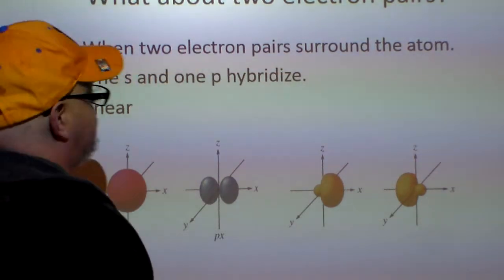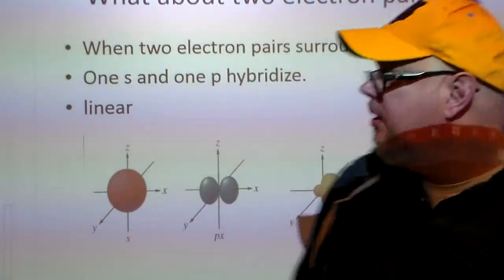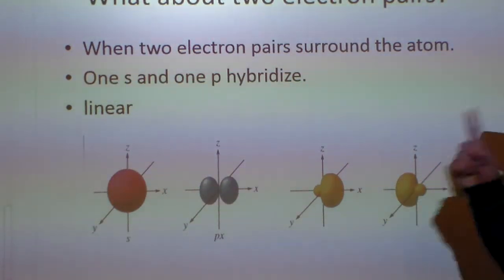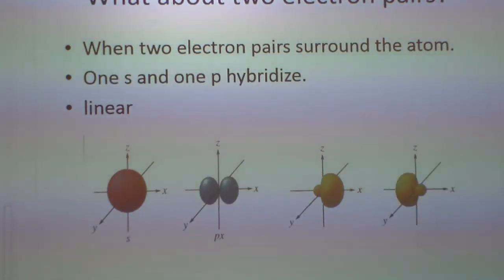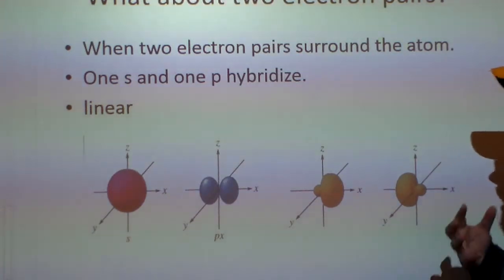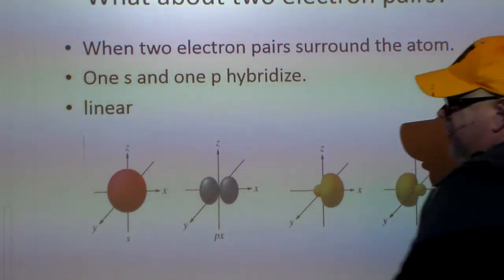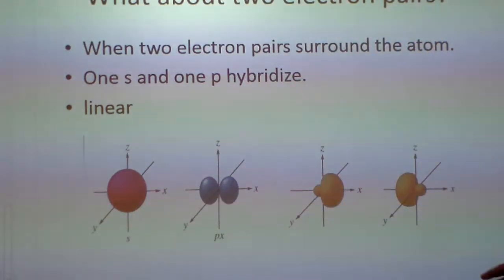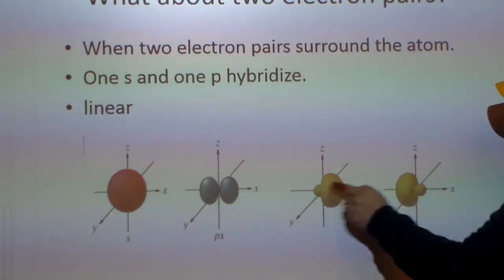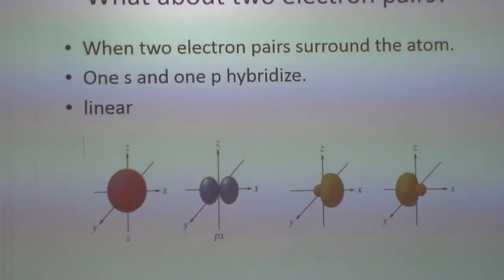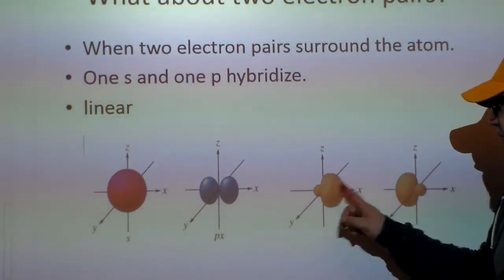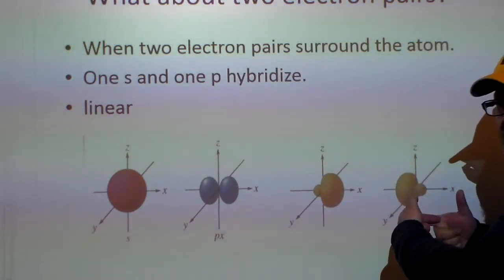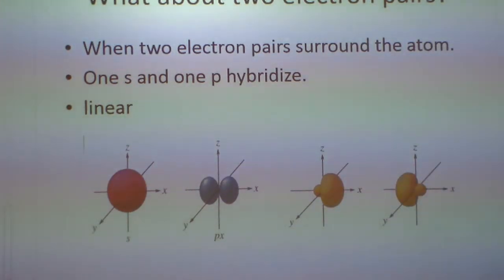Now, what happens if you got 2 electron pairs? Okay? Well, when you have 2 electron pairs surrounding the atom, 1 s and 1 p will actually hybridize. And that's going to give us a linear molecule. So here's our s, and let's say it's our p in the x direction. When they hybridize, this is what you're going to get. Okay? Now remember, the idea is that, yes, you see them as separate, but remember to combine them together, and that's what we're actually seeing.